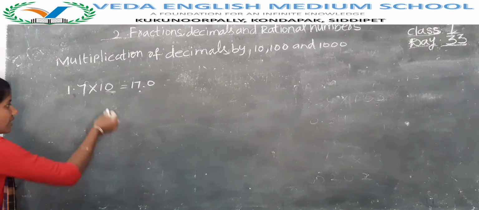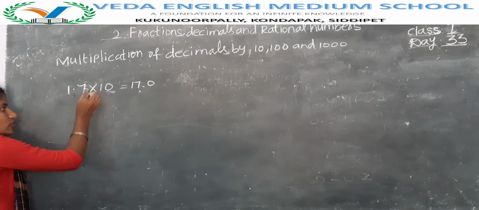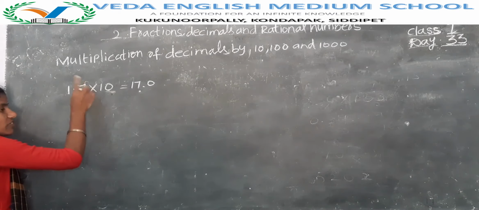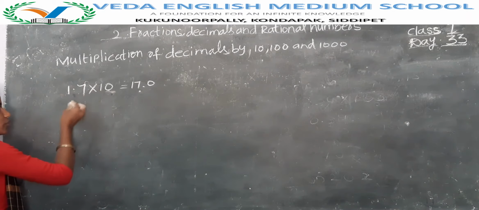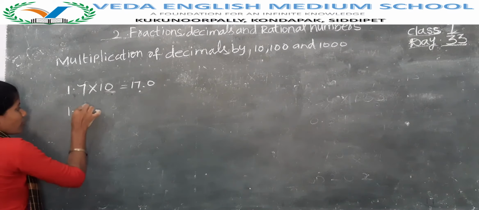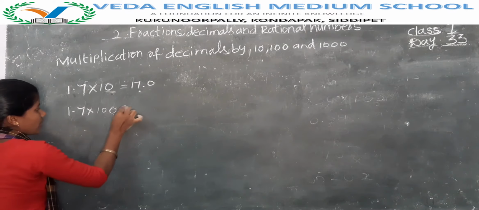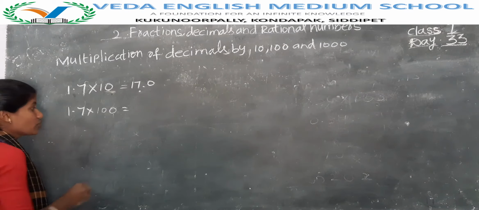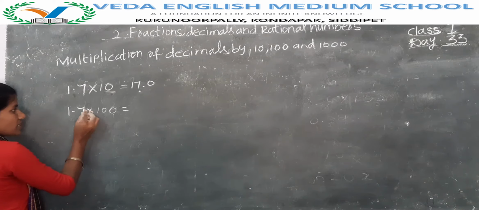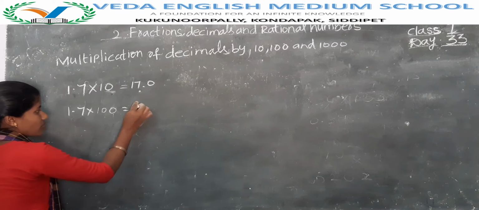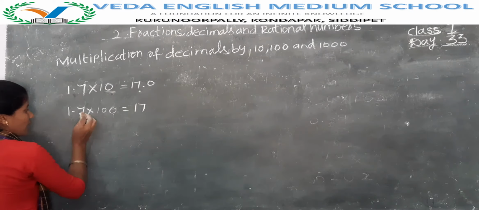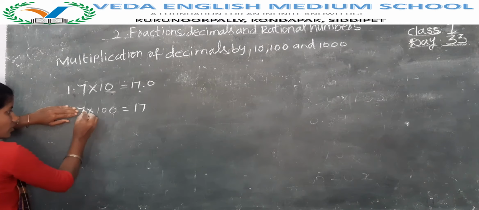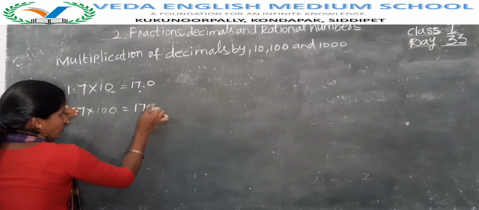Why here? How many zeros are there in 10? We have only 1 zero, so the point moves after 1 digit. If you have 2 zeros, then the point moves by 2 digits. Now see here, 1.7 into 100. How many zeros are there in 100? In 100 we have 2 zeros, so the decimal point moves after 2 digits. If the digits are not sufficient, simply keep zeros. Here after 7, we will get the decimal point after 2 digits, but do you have 2 digits here? No, not there, so here you have to put a zero.